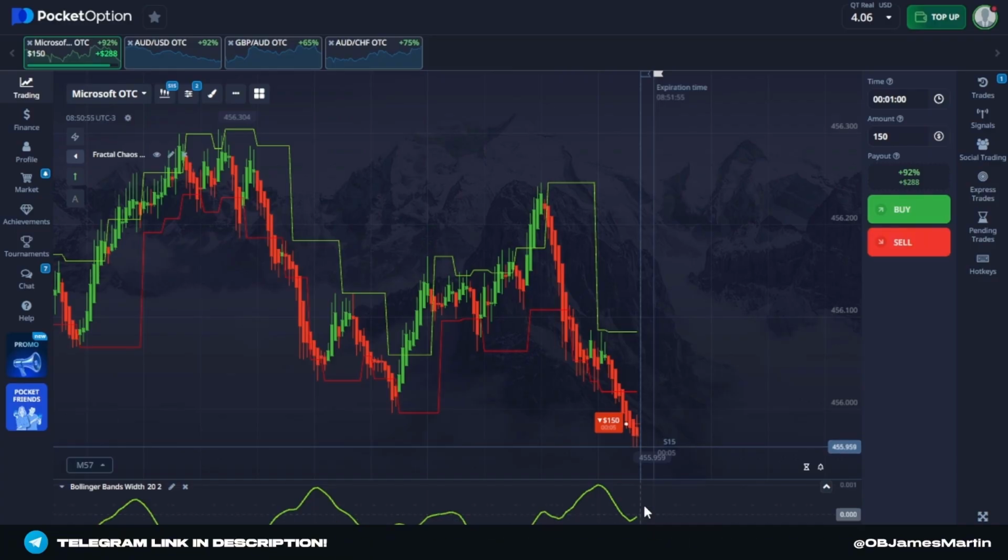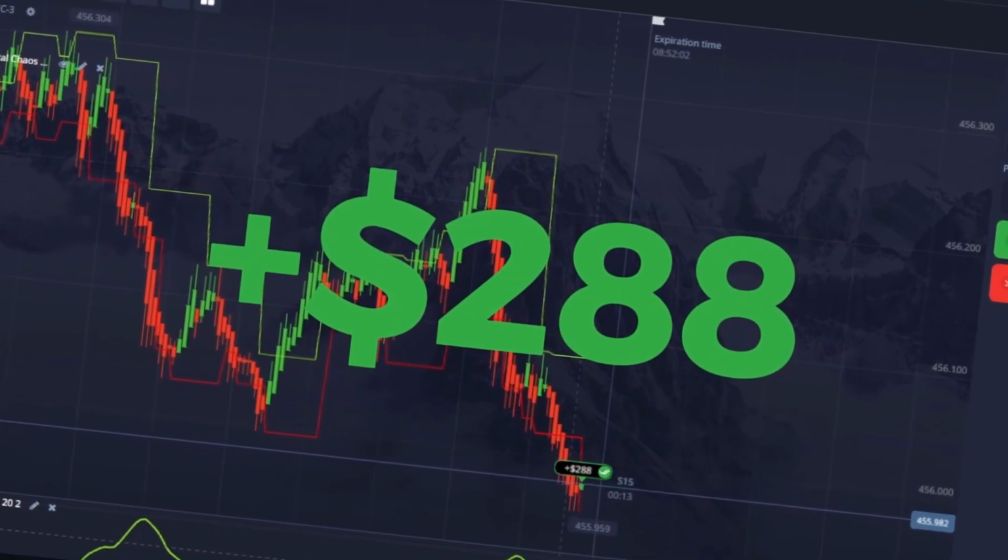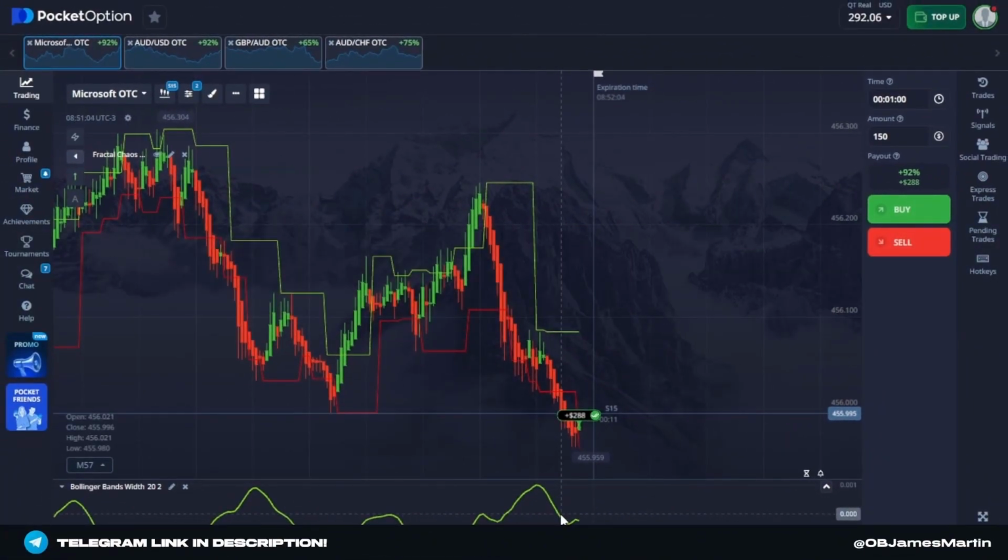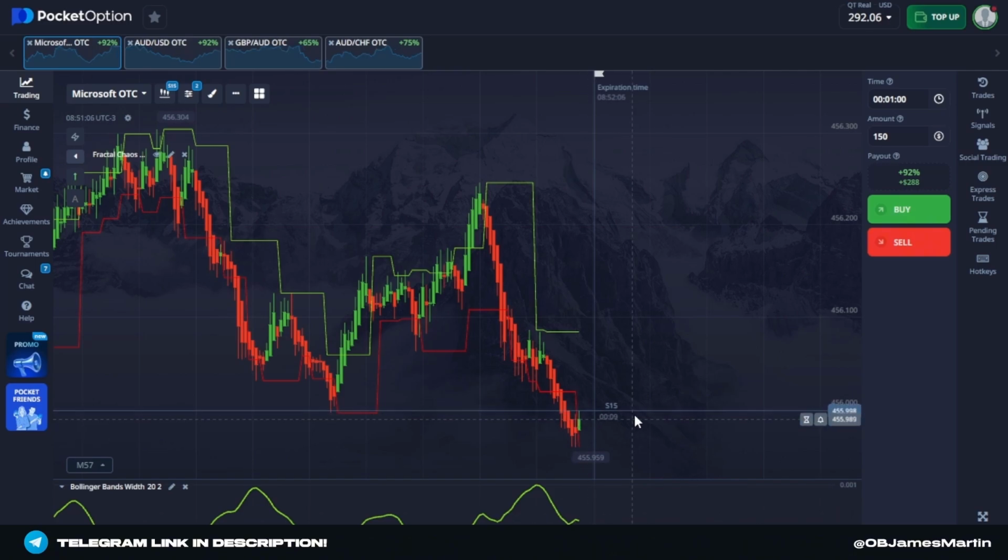I wait for the Chaos break and observe what the indicator is doing. If the indicator is showing upward movement, that's his show. And look at that, we just got $288. I grew my account from 40 to 292.